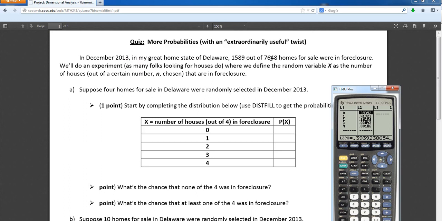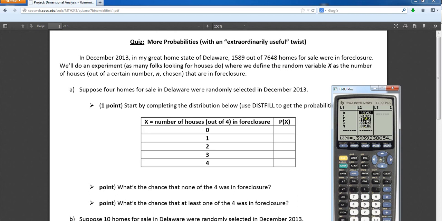Okay, so the first thing you had to do was using dist fill to figure out the probabilities of the number of houses in a sample of 4 to be drawn. So if you grab 4 houses, it's just like grabbing 4 chickens. They either are in foreclosure or they're not in foreclosure. So according to these numbers up here, that's the probability of being in foreclosure: 1,589 out of 7,648, or roughly 20%, somewhere in that neighborhood.